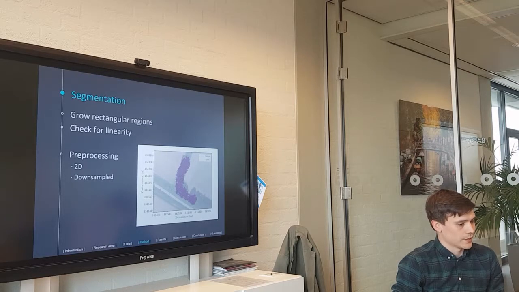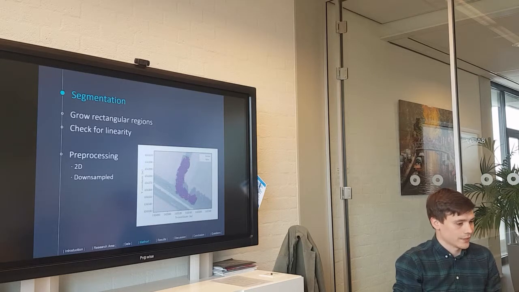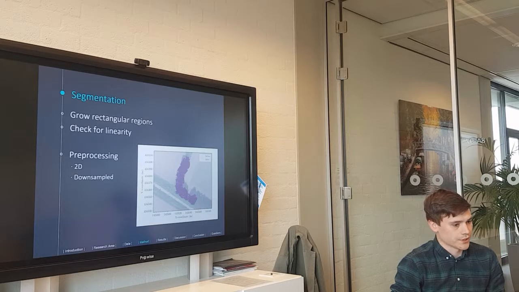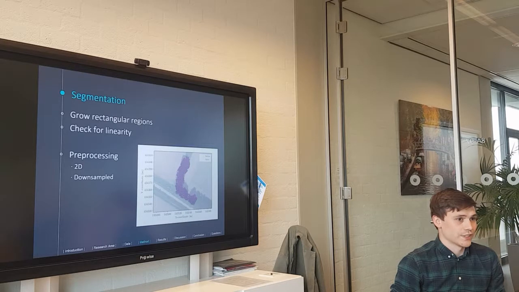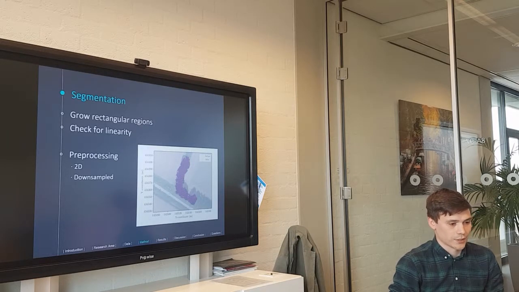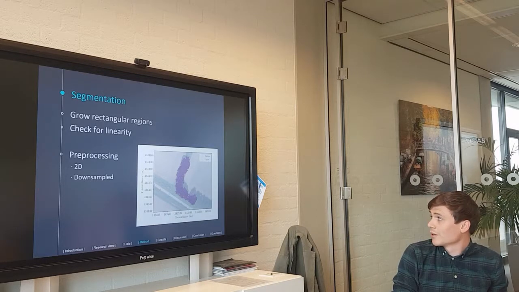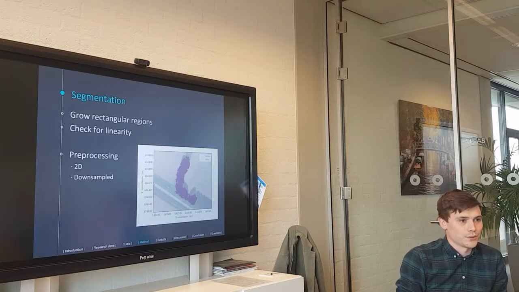But first we do some pre-processing step, because linearity is only a two-dimensional thing. We don't need the height to determine if something is linear. I removed the height information, and I downsampled a bit to decrease the computation time. Of course, this leads to a bit of loss in precision, but it was really needed to keep the computation time low. But you can see in the picture that even with the downsampling, I would say the accuracy is still quite good.